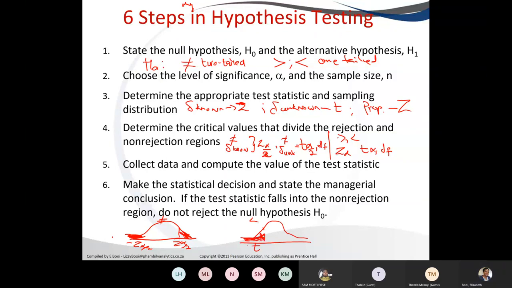If it's one tail, let's say it's for the less than, you will only have your T alpha or Z alpha on one side. If it's for the greater than, your rejection area will be your Z alpha or your T alpha on that side. And these are the very, very important steps that you need to know. If you miss one step, you're going to miss all the steps in between. If you didn't state your null hypothesis correctly or identify it correctly, you will get your critical value wrong, and you will also get your decisions wrong because they are all linked.